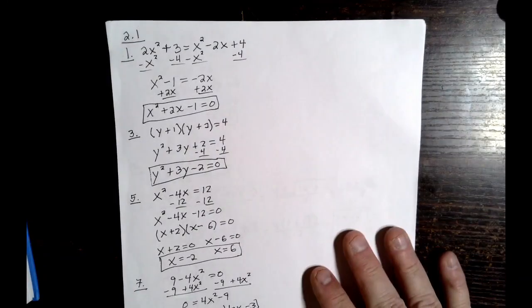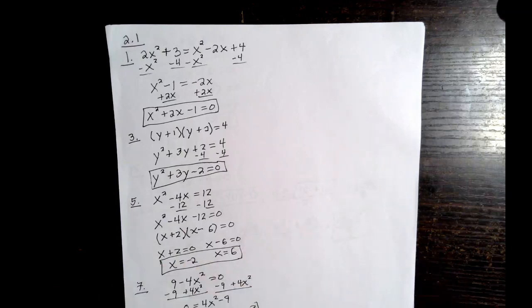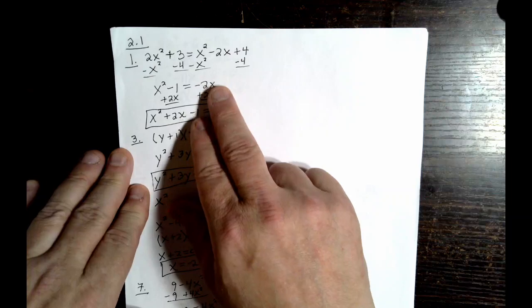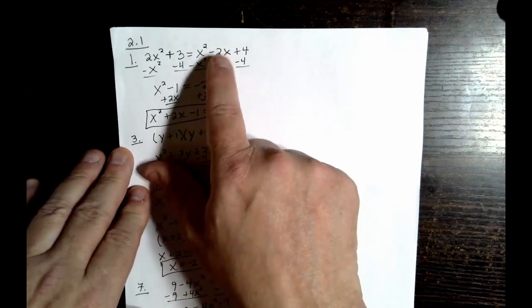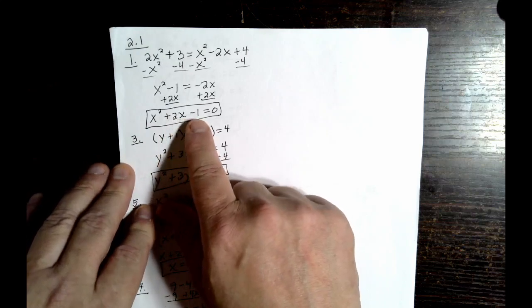Alright, this is section 2.1. They ask us to solve quadratic equations by using quadratic formula, square root method, or factoring method. Alright, so the first one says write this in the generalized form, which means you bring everything to one side and you write it from highest to lowest terms.